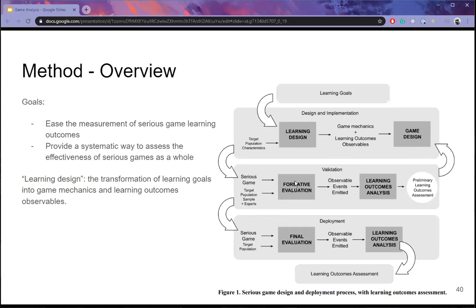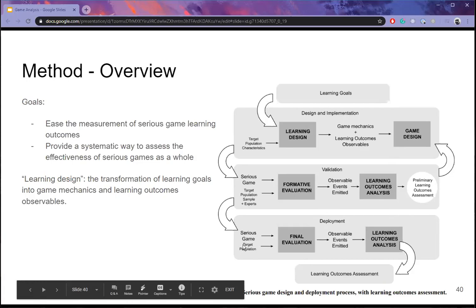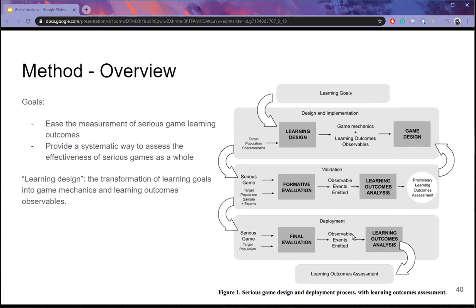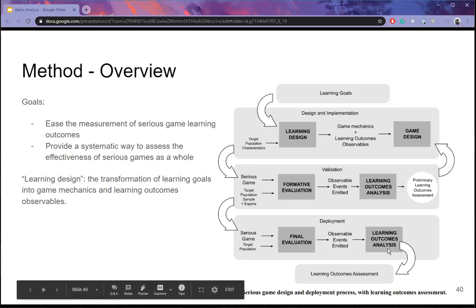In short, they give the target population sample and experts a test play to gather the events that are emitted, and then they perform analysis based on the events and analyze them against the learning outcomes, and then they have the preliminary learning outcome assessment. If the game proves to be effective, they will go to the deployment phase. If not, they go back to the design implementation phase to improve the game design. In the deployment phase, they give the game to the target population, where they produce the final evaluation based on the events emitted within the game, and then they do the analysis on the learning outcomes, which produces the final learning outcome assessment for the game.